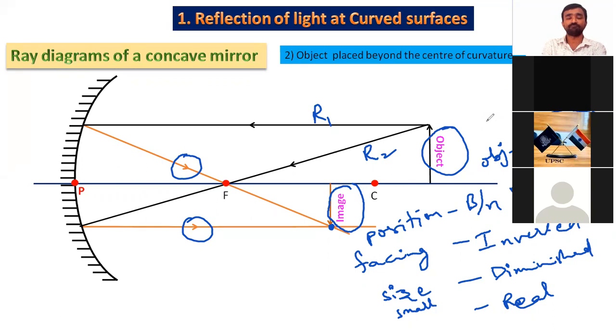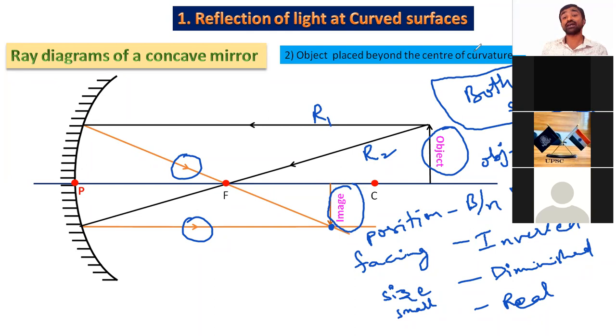Anyone? The object is beyond C. What did you notice? We got the same values. Both are the same? Right. Yes, sir, both are the same. So here you are able to verify with your ray diagram or not. So any result we noticed in the table will be verified with the diagrams. Is it clear?